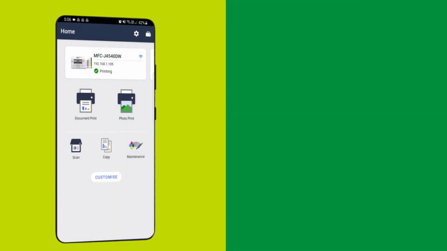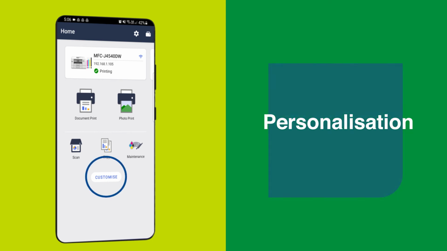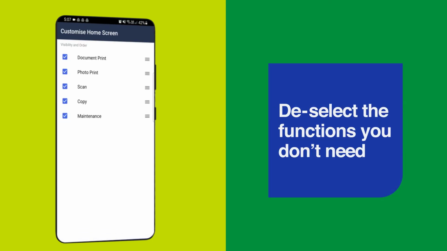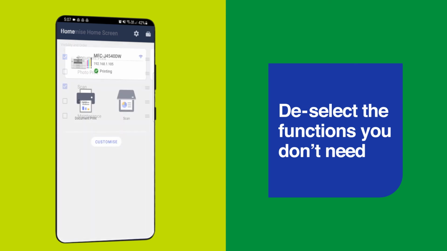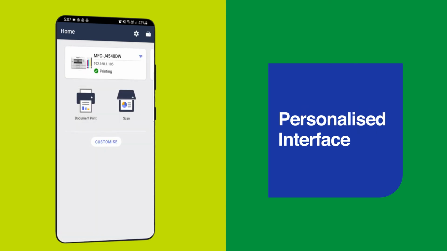The Brother Mobile Connect app also allows you to personalise the interface to match your specific needs. For example, if you only use it to print and scan documents, here's how you can customise it to feature those functions only. First tap Customise. Then deselect Photo Print, Copy and Maintenance. On the home screen, you will now only see the document print and scan icons.